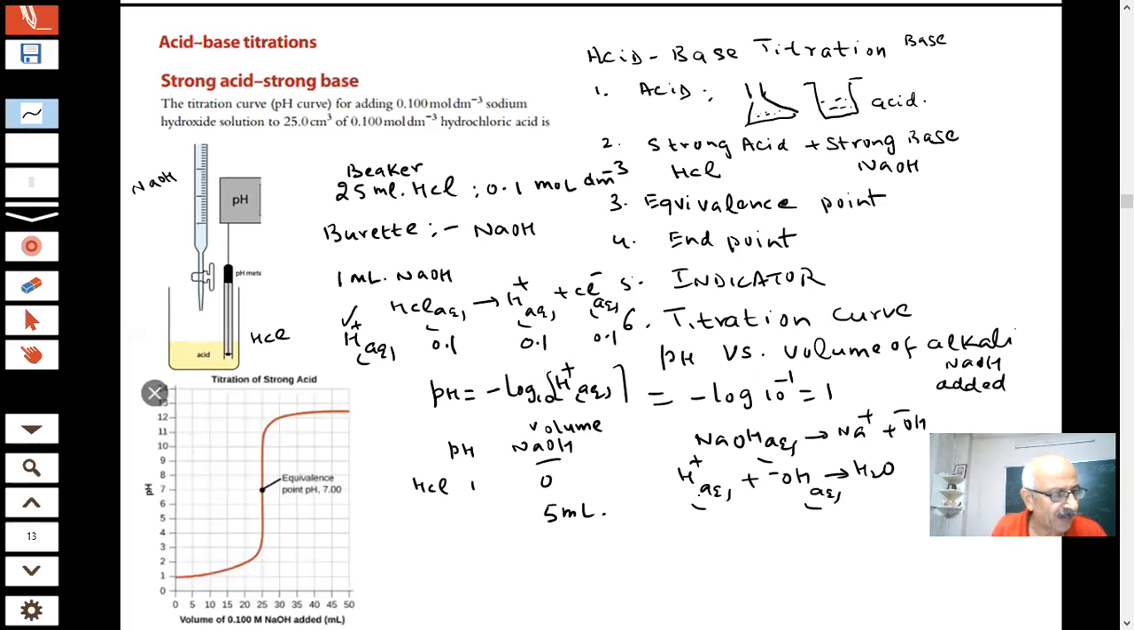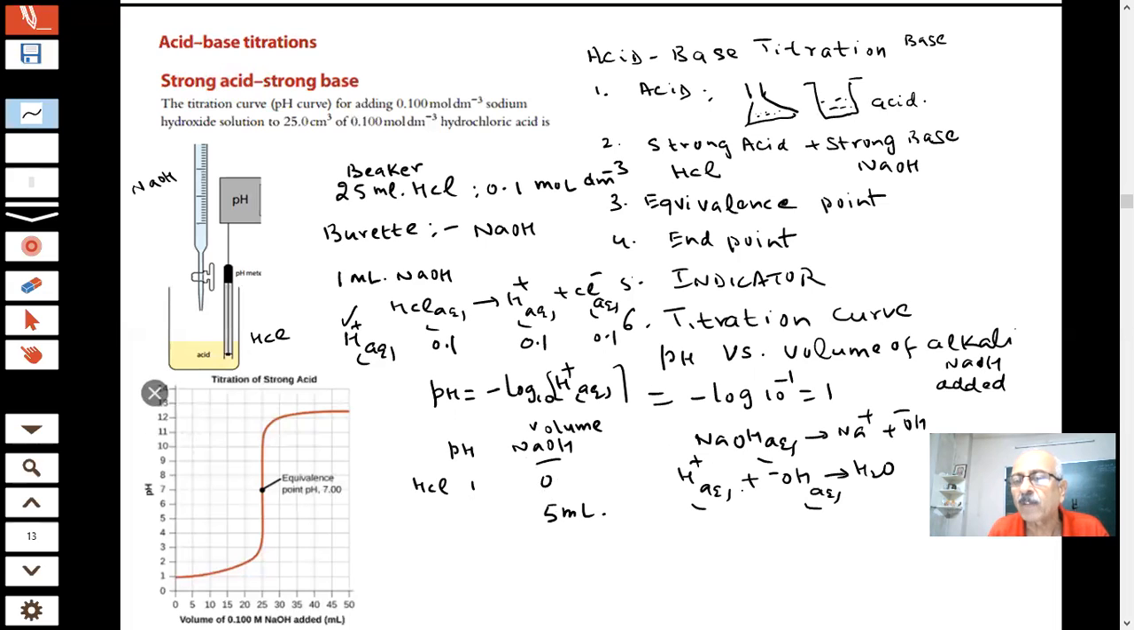If I add 5 milliliter of NaOH, we have to see how many moles of HCl were present and how many moles of HCl are neutralized. Then we can find the pH in this case. The starting pH, as in the graph I have shown, which I will explain how we have drawn, is 1. Now you have added 5 milliliter, the pH will slightly increase.